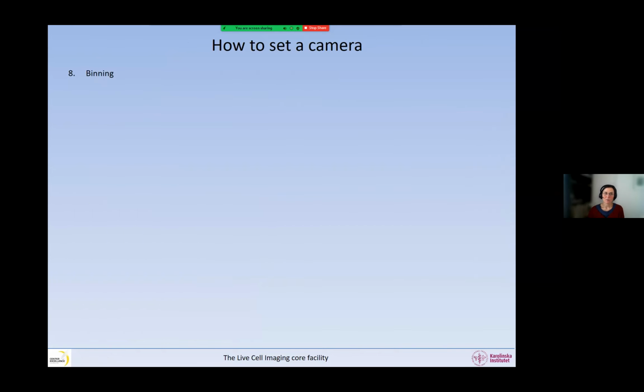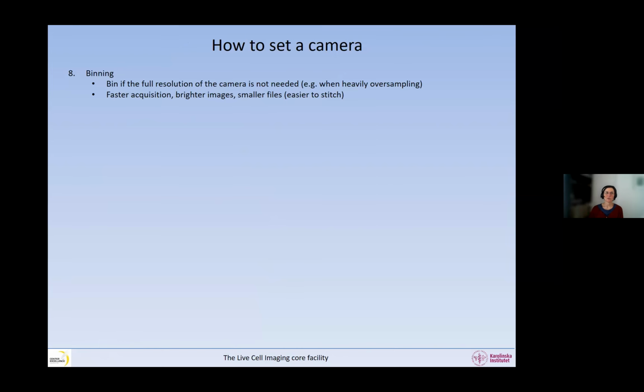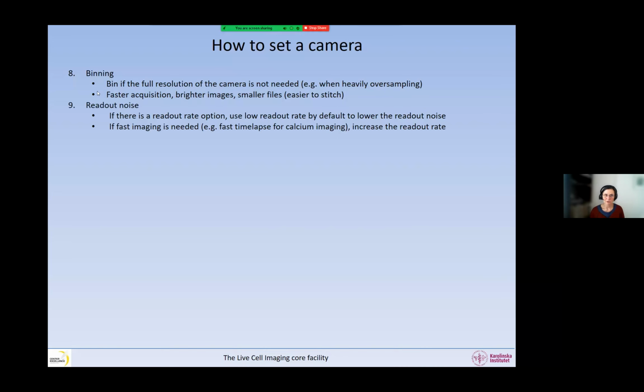Okay, so on the camera, we can also bin. So then you're going to choose if you're going to bin. If the full resolution of the camera is not needed, and where you're heavily oversampling, just bin. You're going to go faster, you'll get brighter images and smaller files. So it's very good if you can do that. Or if you want to do an overview and your scientific question is to quickly find your position of interest, bin your camera.